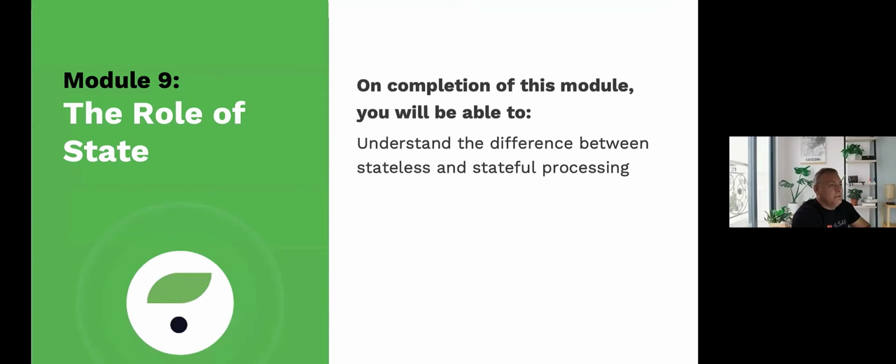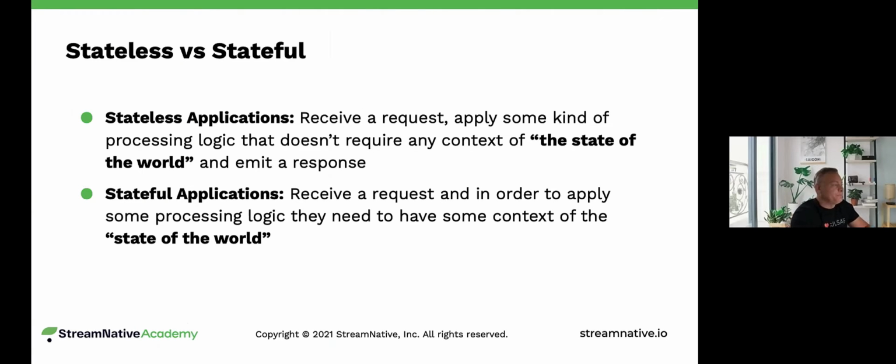So let's begin with the role of state and what state is. And again, we've been talking about this a lot. So let's talk about the differences between stateful and stateless processing and how they're both used. A stateless application is one where you receive a request and apply some kind of processing logic directly to it, and it does not require any context or previous state of the world from the existence of previous messages in order to do its work. Each message that arrives at a stateless application is completely self-contained and has all the information necessary for your microservice to act upon it in order to perform its work.